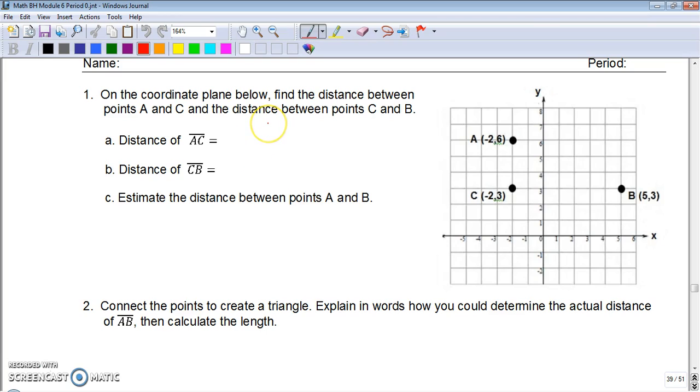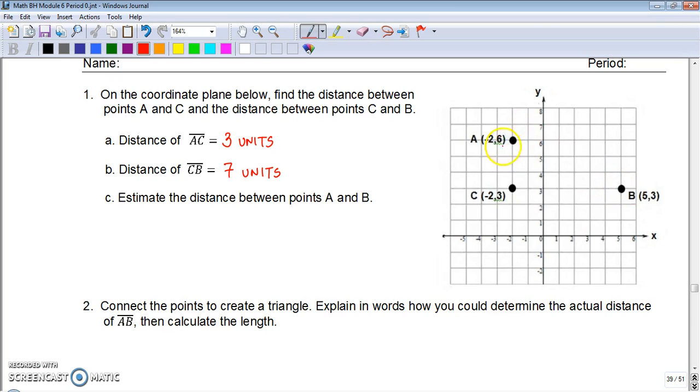Number 1, on the coordinate plane below, find the distance between points A and C and the distance between points C and B. So between A and C, 1, 2, 3 units. And between C and B is 7 units. And then make an estimate for the distance between A and B.